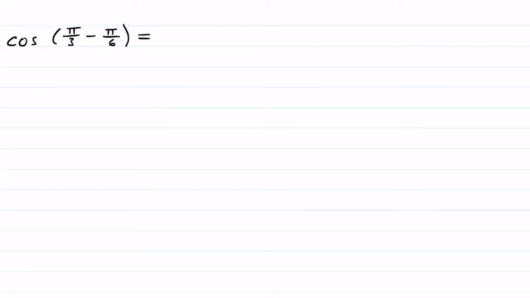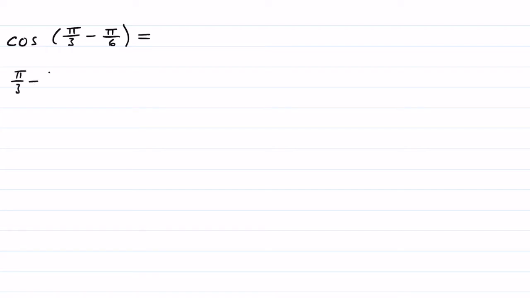Cos pi over 3 minus pi over 6. So the reason we have these sum and difference identities is basically we can get exact values for everything that's on the unit circle, but using these sum and difference identities, we can actually find exact values for angles that are not on the unit circle.